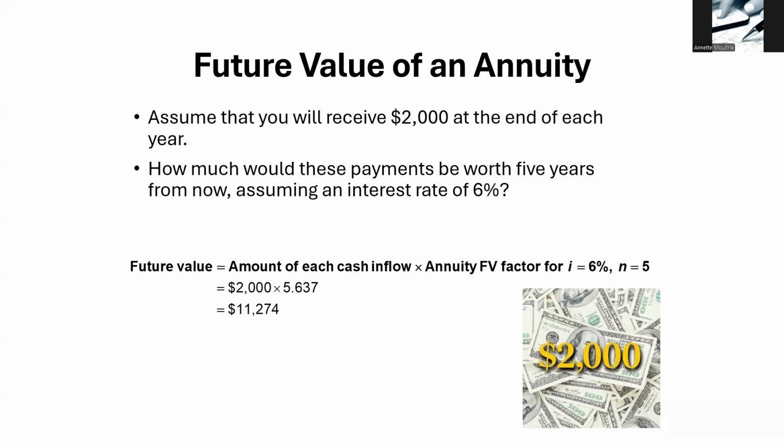So if you receive $2,000 at the end of each year, how much will these payments be worth 5 years from now at an interest rate of 6%? It will be $11,274. And you get that by multiplying 2,000 times 5.637.